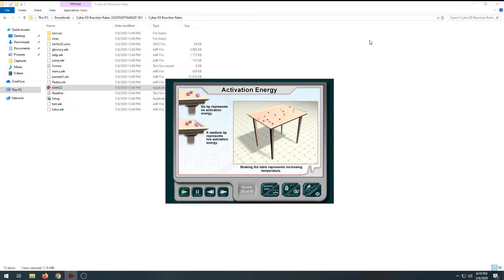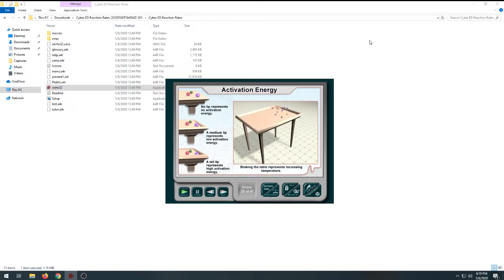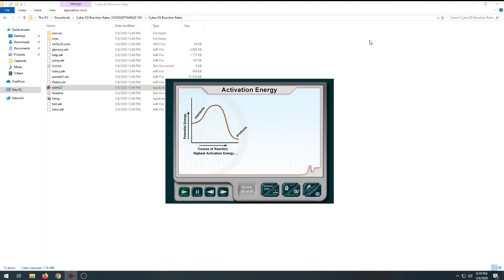Now a medium-sized lip is placed around the edge of the table, representing a low activation energy. The table must be shaken harder for any marbles to fall off. Lastly, a tall lip is placed around the table, representing a high activation energy. At a low or medium degree of shaking, corresponding to a low or moderate temperature, no marbles fall off. Even with energetic shaking, only a small fraction of the marbles has enough energy to make it over the lip and leave the table. The situation is similar for molecules in a reaction.